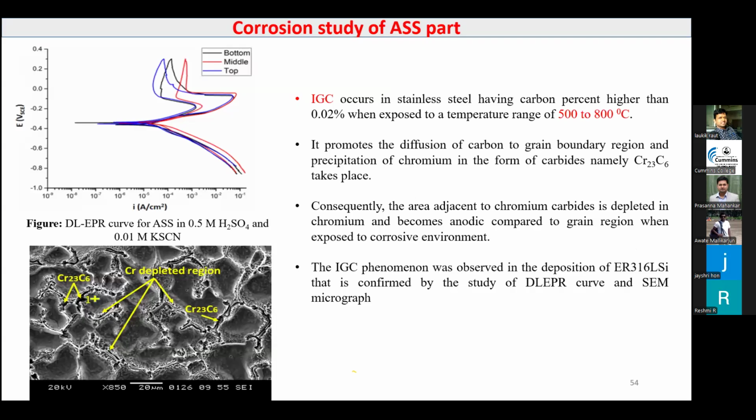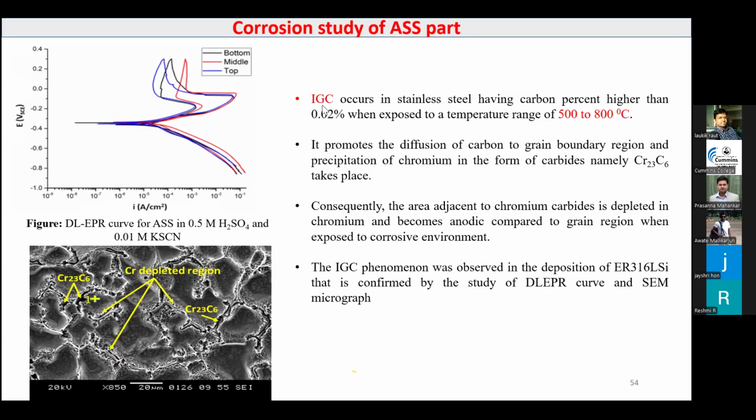Then I have performed the corrosion study of ASS part. As you know, intergranular corrosion occurs in a stainless steel having carbon percentage higher than 0.02%. And in my case, the carbon percentage was 0.03%, so that will be vulnerable to intergranular corrosion, and when it is exposed to a temperature of 500 to 800 degrees Celsius. So both these two conditions were there, so that means there will be intergranular corrosion.